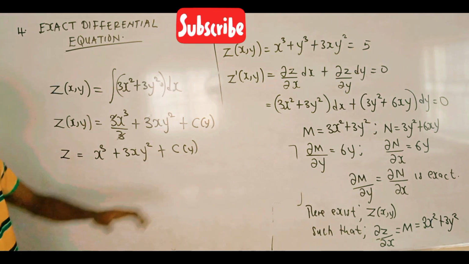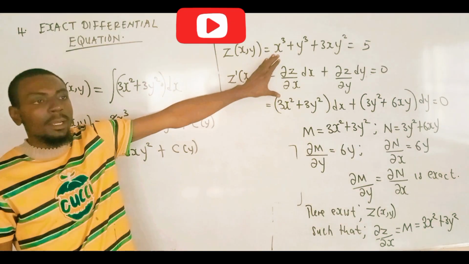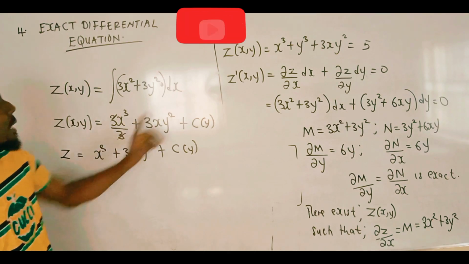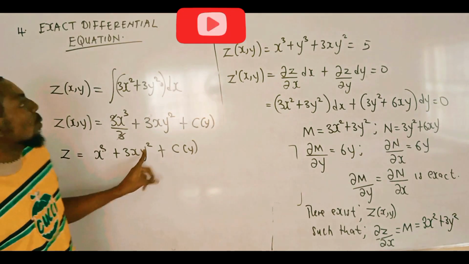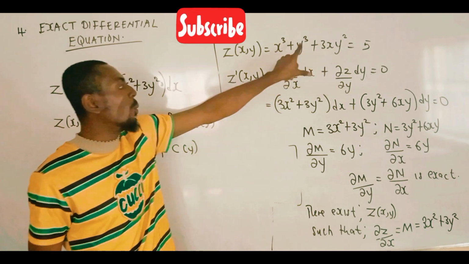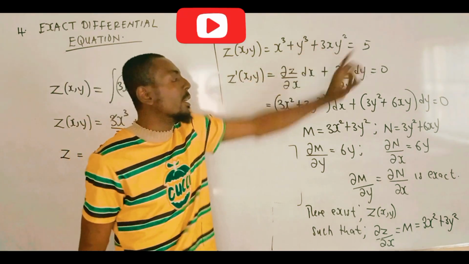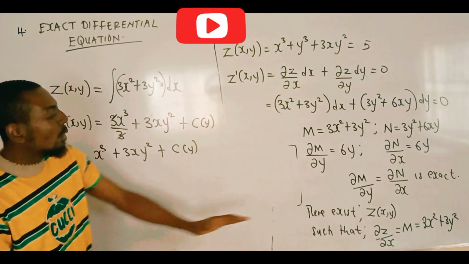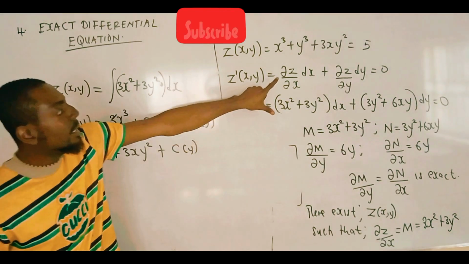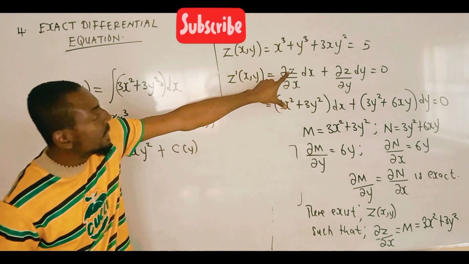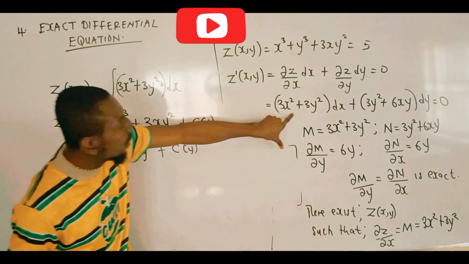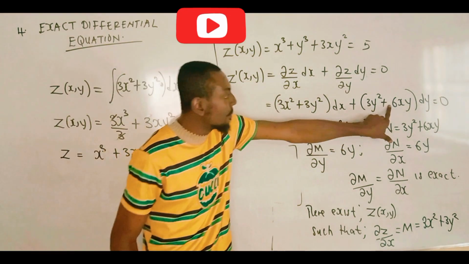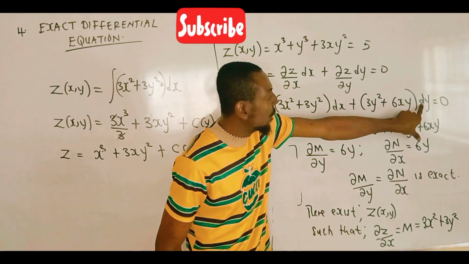So since we are looking for the original, this is the function we are looking for. You understand? As you can see, we have our z function. x cubed is here, 3xy squared is here. So what we don't have here is y cubed and the function of y. So the only path we take towards getting this function z is setting the partial differentiation of z with respect to x equal to this, and we integrate both sides. Then here is the function attached to the y.